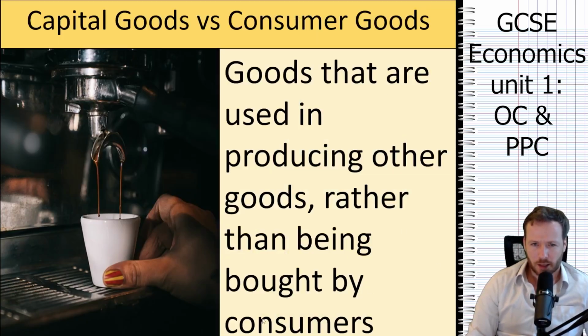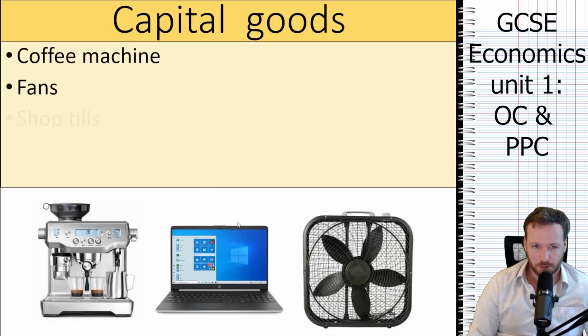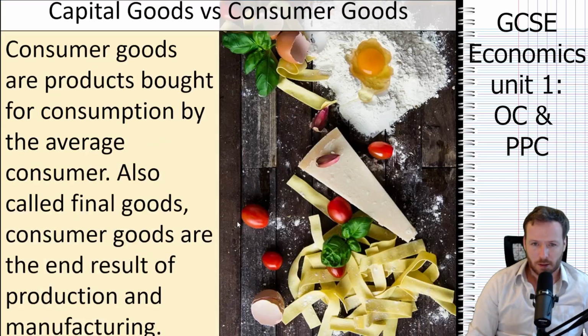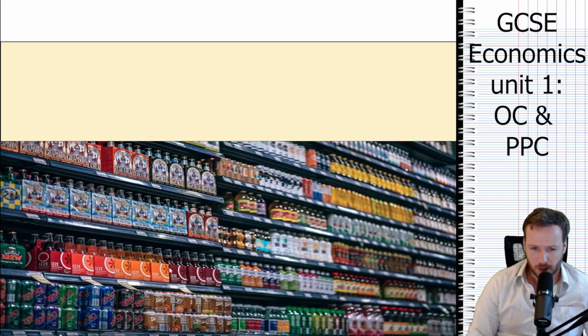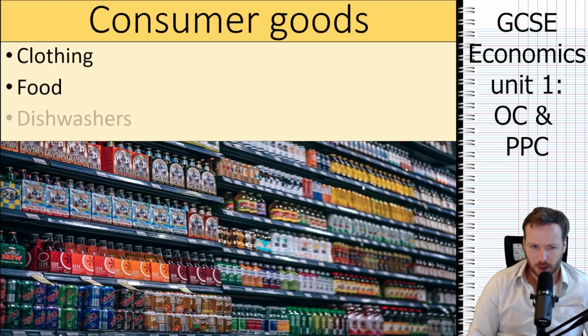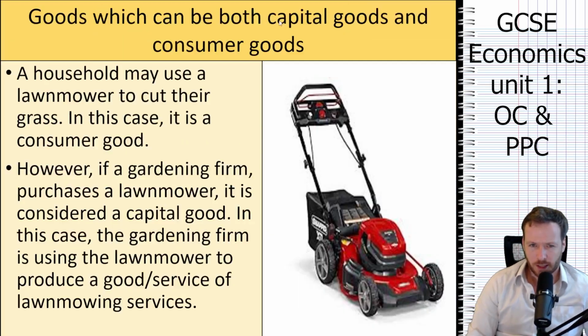So like I said, capital goods are used for production. Look at this coffee machine. If you have this coffee machine at home, it's a consumer good. If you have it in a store, it's a capital good. And I said consumer goods are for home. So look at all these beautiful consumer goods here. Clothing, food, dishwashers.